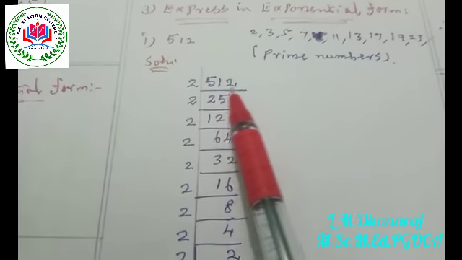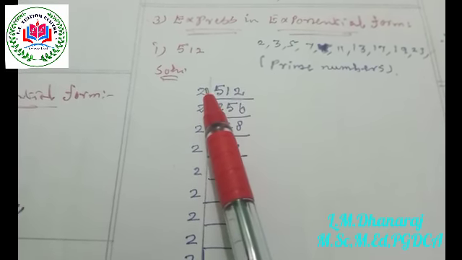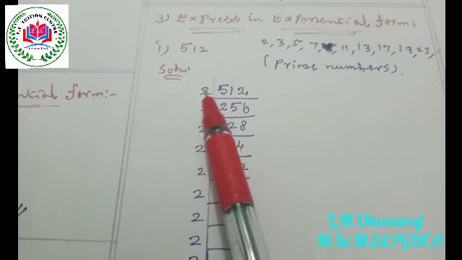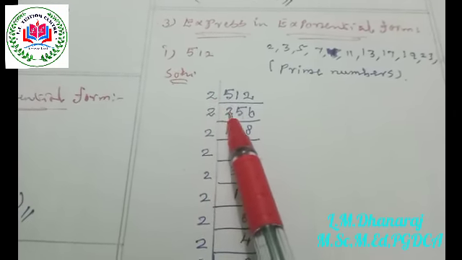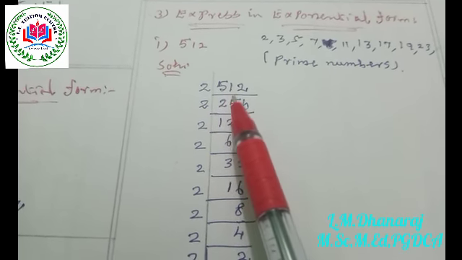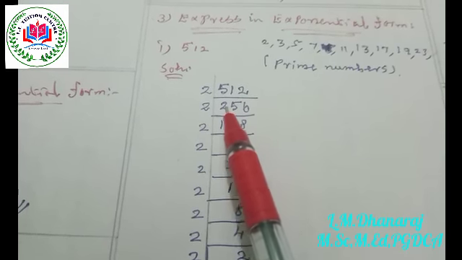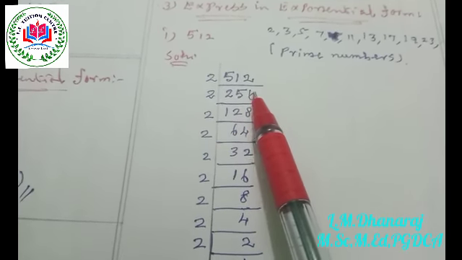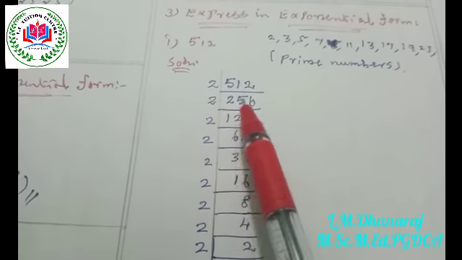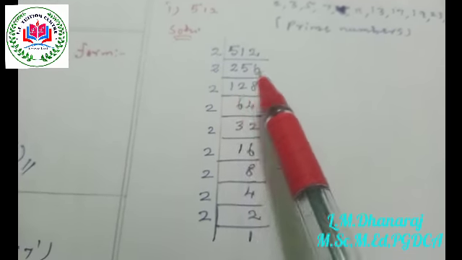Since it is an even number, since the last digit is an even number, this can be divided by 2. So we divide 512 by 2: 2 2s are 4, remainder 1, so 11. 11 divided by 2: 5 2s are 10, remainder 1, so 12. 6 2s are 12. Again the last digit is even, so we divide by 2. 256 divided by 2 is 128.